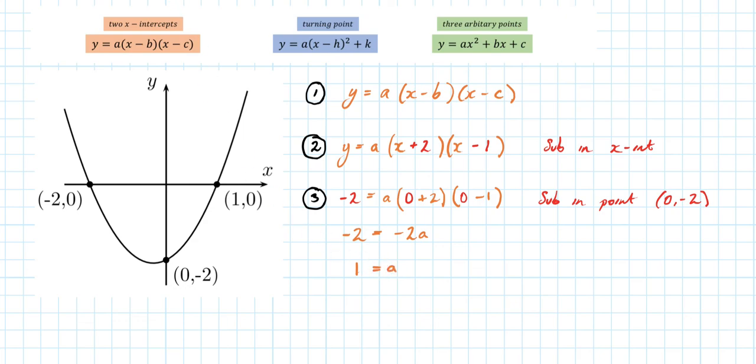a. So now my fourth step will simply be writing out my final rule, which will be y equals, well, a is 1, so I don't have to write that there, (x plus 2)(x minus 1). And that will be my final answer. y equals (x plus 2)(x minus 1).